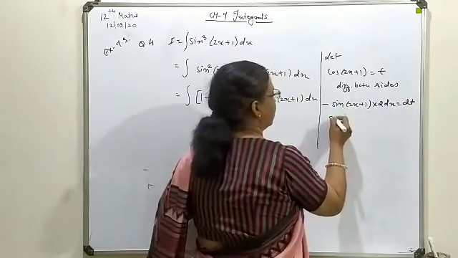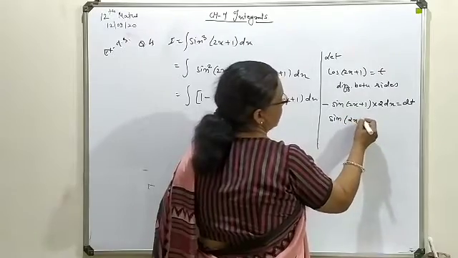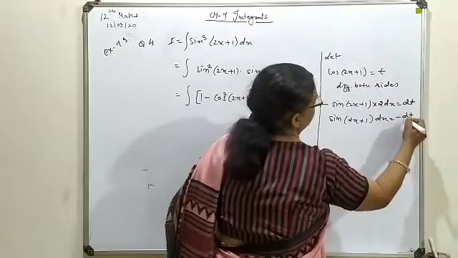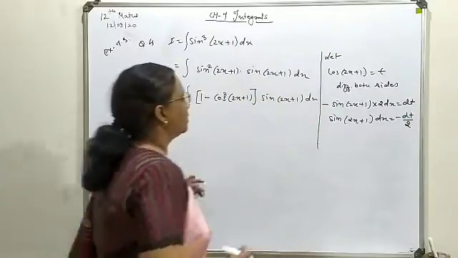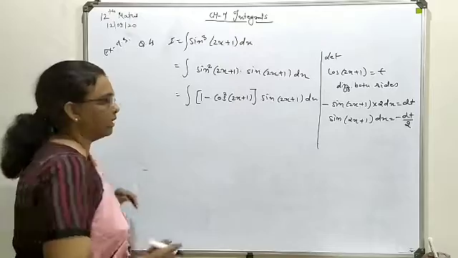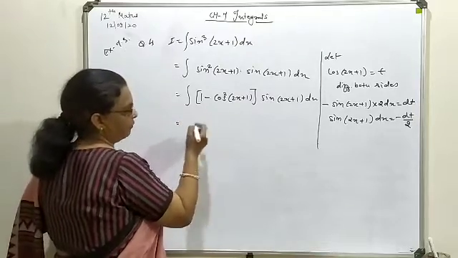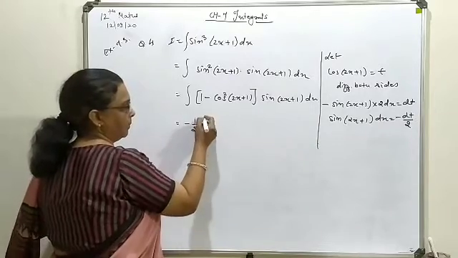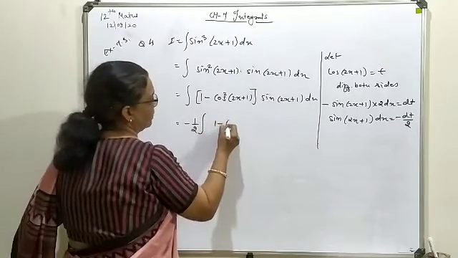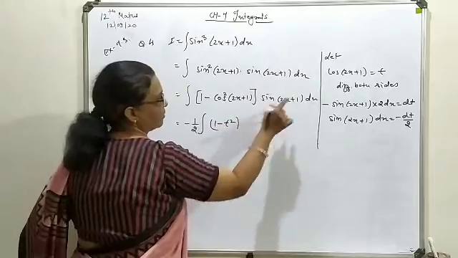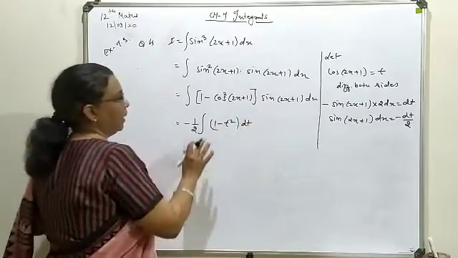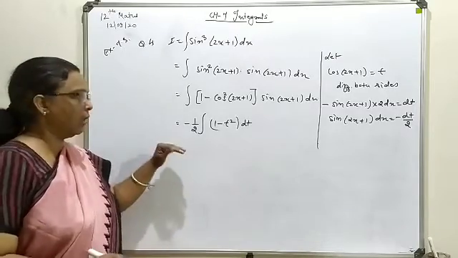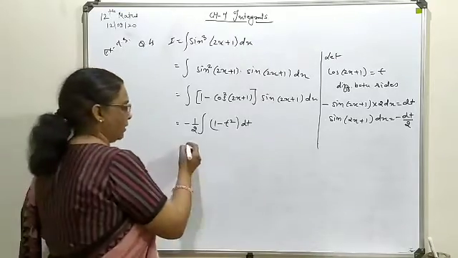From here, what is the requirement in your question? Sine (2x plus 1) dx only. So this minus you will adjust with your dt divided by 2. Now convert the whole question into t form. First of all, keep the minus sign here. The 1 by 2, being a constant, keep outside. Now this is 1 minus t square, and this whole expression is replaced by dt. Now your question is available in the form of t for further integration. So now proceed with the integration separately.